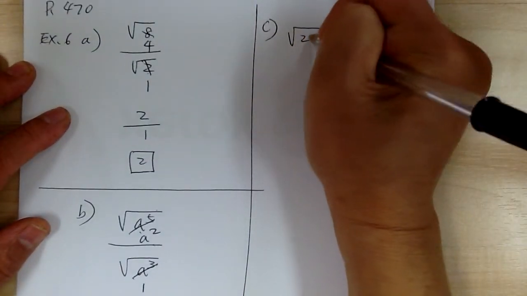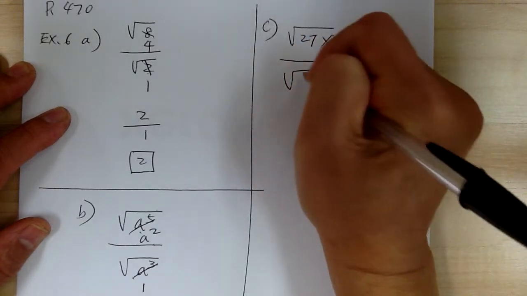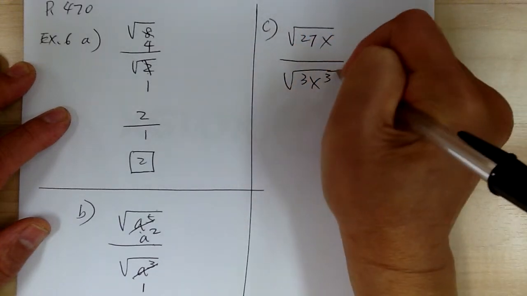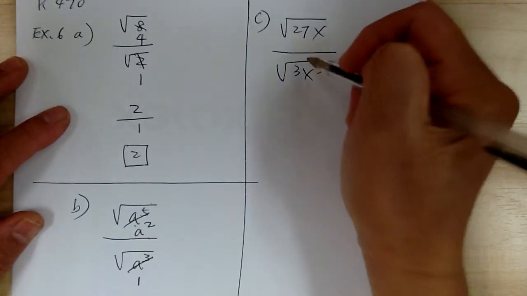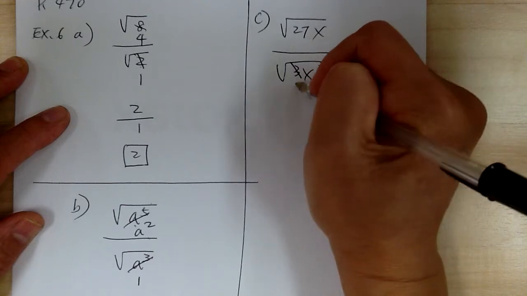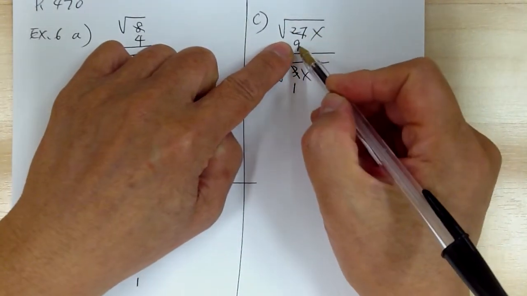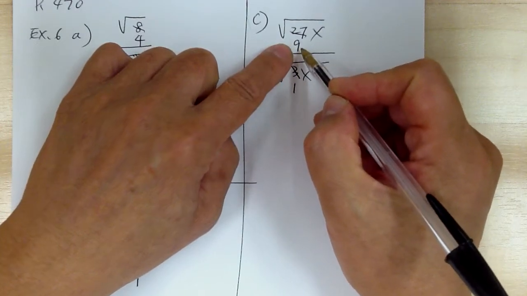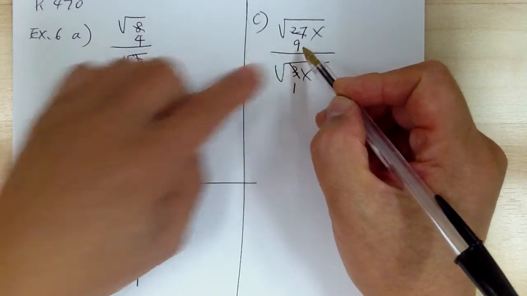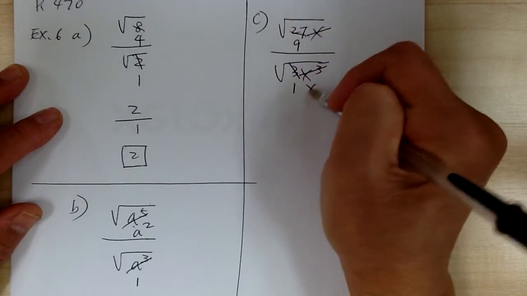You have square root of 27x over square root of 3x to the 3. Again, you want to cancel. So 3 and 27, you cancel. You divide by 3, so you get 1 and you get 9. Now notice I have a space over here, so I can write inside, to remind you that this is a radicand, this is not an integer. So x cancels out with x cubed, I get x squared.